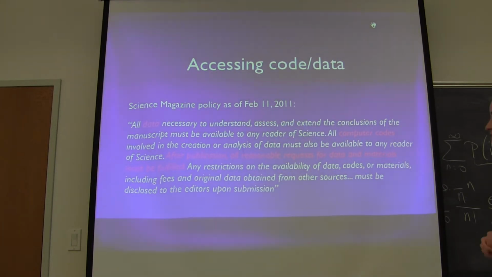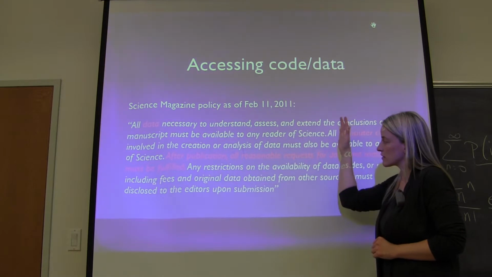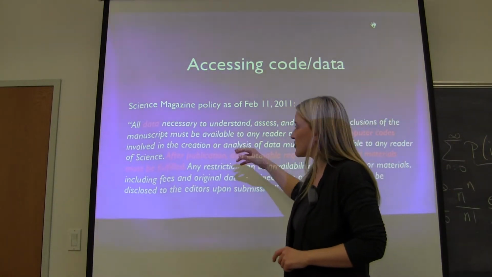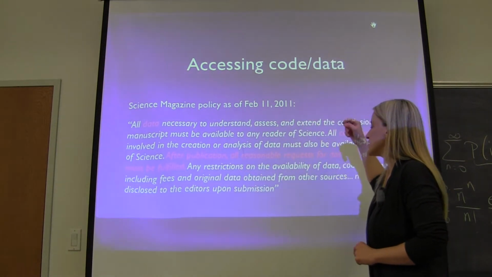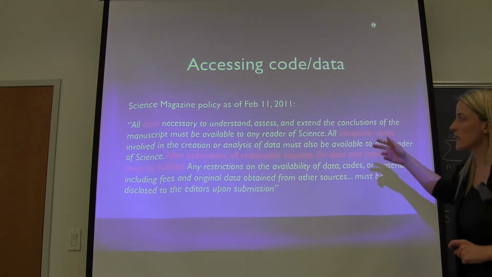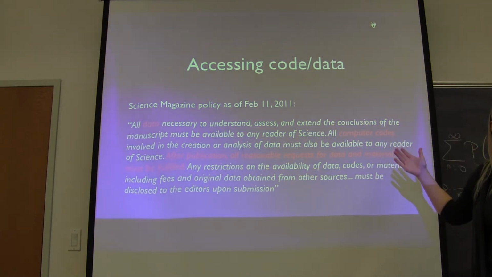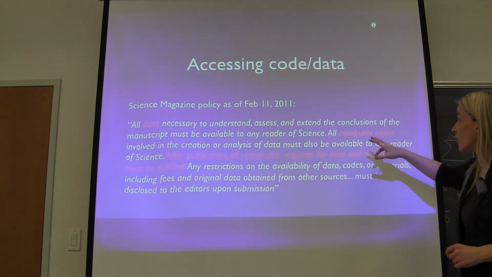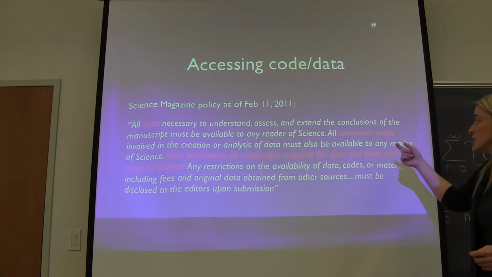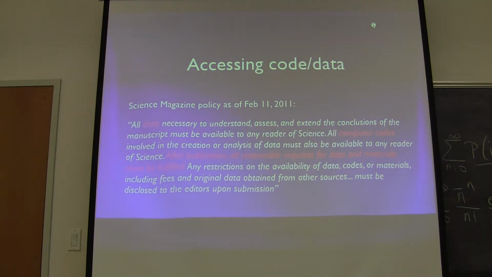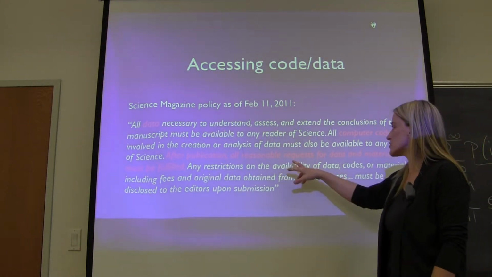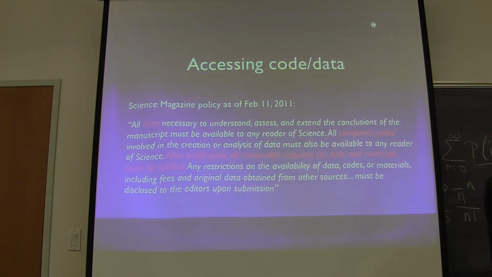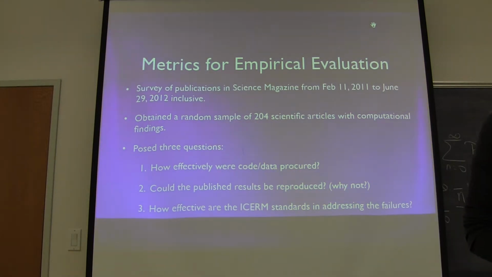I noticed that Science Magazine had changed its publication guidelines in February of 2011, and it says, all data, so I put the red in there, obviously, all data necessary to understand, assess, and extend the conclusions of the manuscript must be made available to any reader of Science. So data has to be out there, and you should be able to get it for anything published in Science after February 11, 2011. All computer codes involved in the creation or analysis of data must also be available to any reader of Science, so you should be able to get the code too. After publication, all reasonable requests for data and materials must be fulfilled. Any restrictions need to be disclosed in advance. So the idea was, well, let's see how well that works.